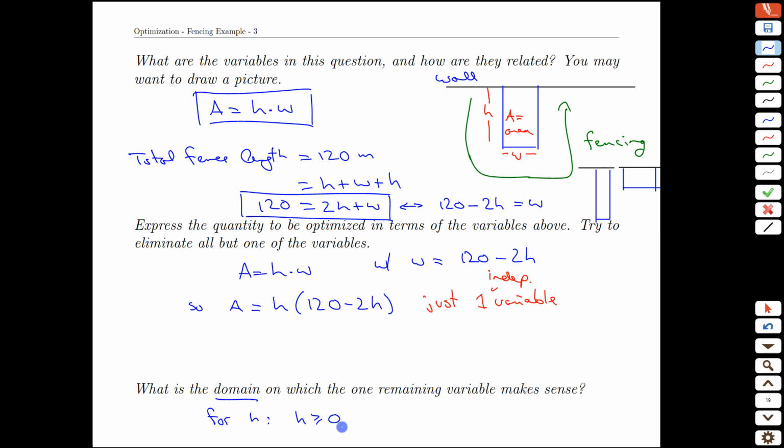You could have a quibble about 0, but in principle, sure, we can have a 0 length fence. It'll just give us 0 area, so we know it's not the best, but it is possible. The other thing we might note is that if we have 120 meters of fencing, then the most we can have is 60 on one side, and then going back the other way, another 60. So h had better be less than or equal to 60, otherwise we run out of fencing and we can't physically build the configuration we would be talking about.